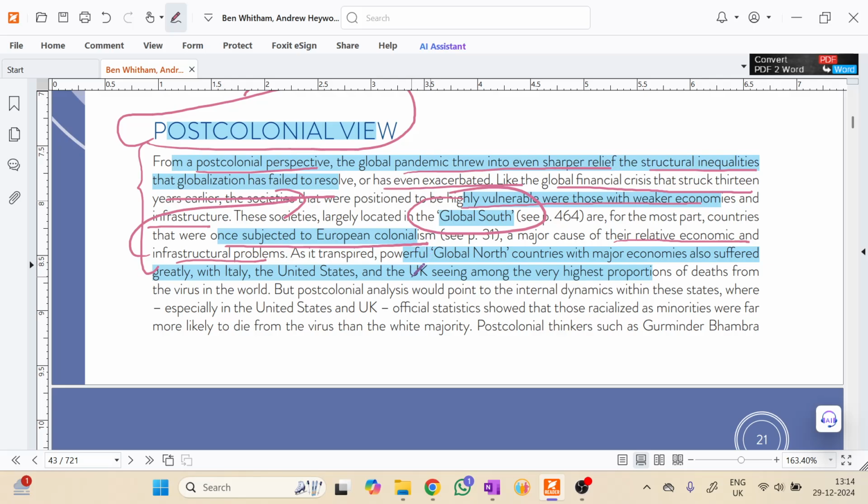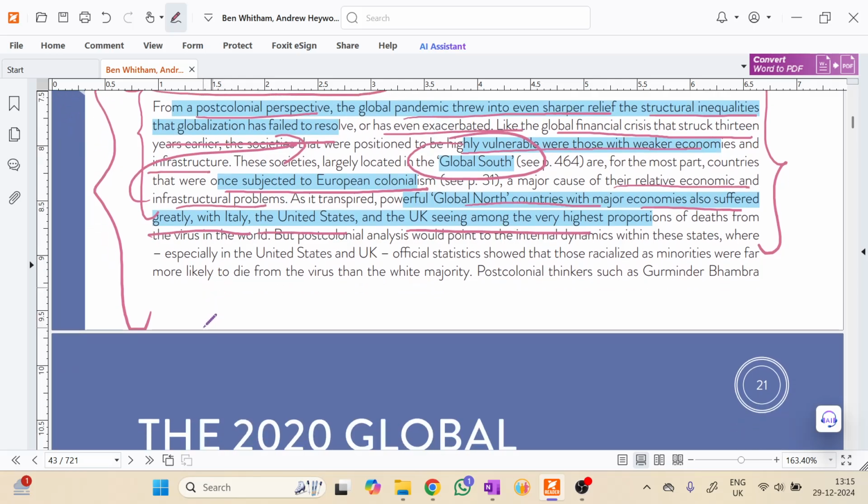And as it transpired, powerful global north countries with major economies also suffered greatly, with Italy, the United States, and the UK among those that suffered many casualties. So the post-colonial view on the pandemic is quite balanced.